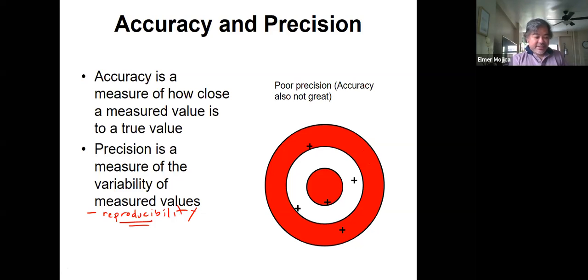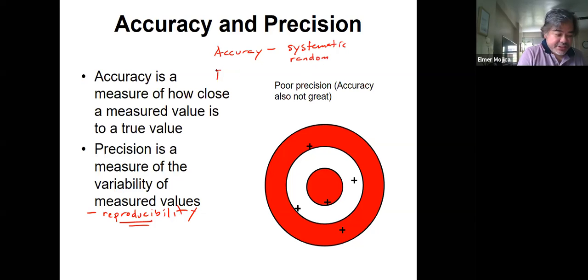Okay. Now they said accuracy is affected by systematic and random errors. But precision is usually affected by random errors.